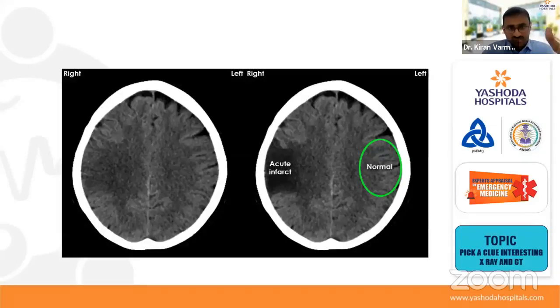Just to show the difference, acute infarct versus normal. If you see, this is the normal brain tissue. This is the hypodense area. So it is infarct. Next.